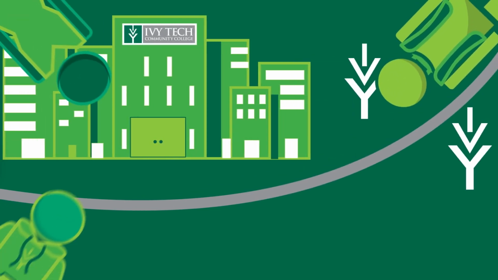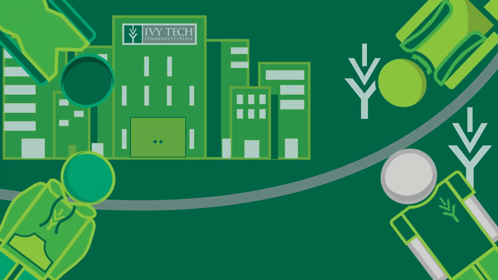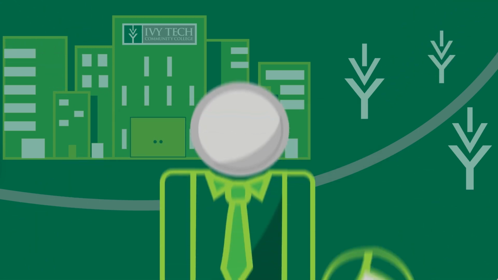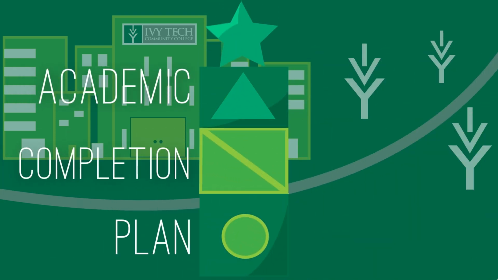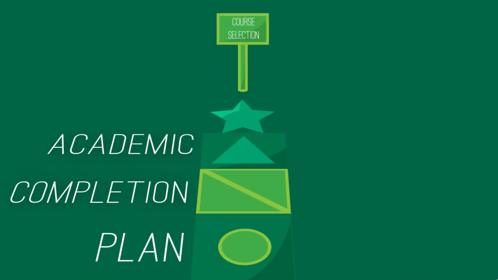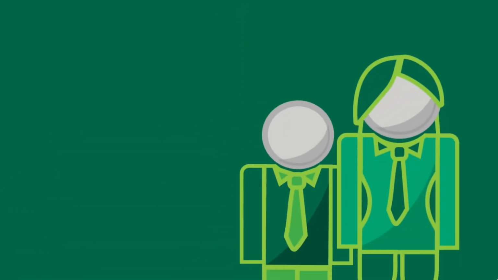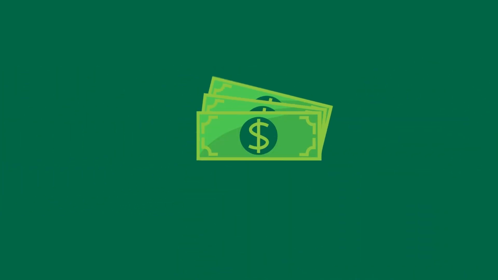Because we want to ensure that all of our students have the best possible experience at Ivy Tech, we require all students to meet with an academic advisor to build an Academic Completion Plan, or ACP. This plan will be your guide to course selection throughout the completion of your college degree. Our advisors will be your guide as you determine which courses to take each semester. Working with your advisor can also help you save time and money.